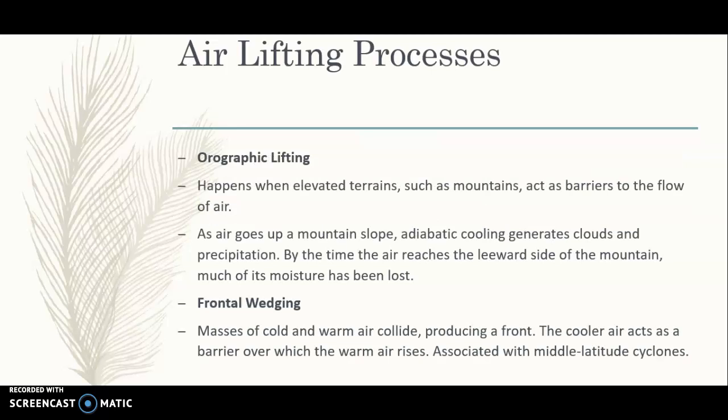Now we'll talk about the airlifting processes, so how airlifting occurs. Of the four processes, I'm only going to talk about two. One of them is called orographic lifting. This happens whenever elevated terrain, such as mountains, acts as a barrier to the flow of air. As the air goes up a mountain slope, adiabatic cooling generates clouds and precipitation. By the time the air reaches the leeward side of the mountain, which is the side that doesn't face the winds, much of the moisture has been lost.